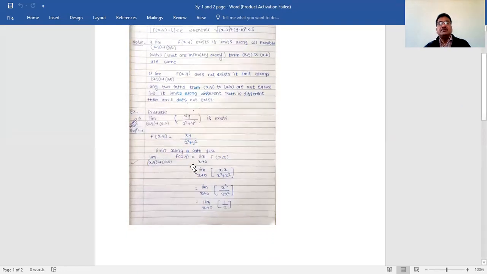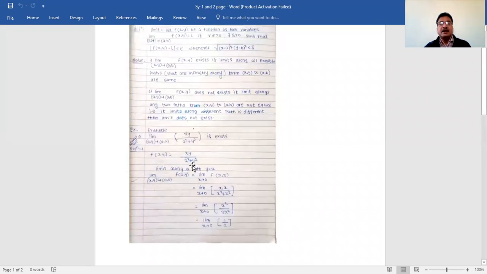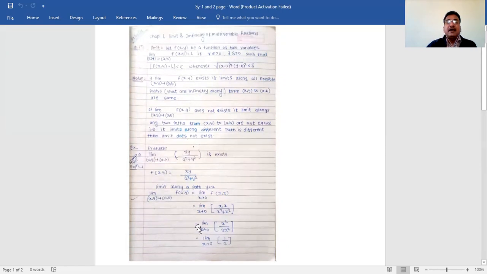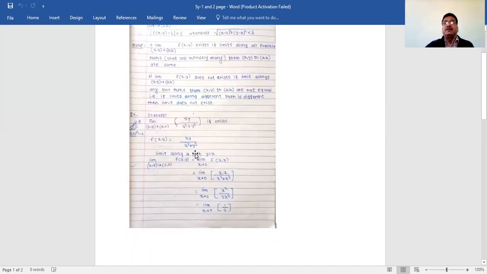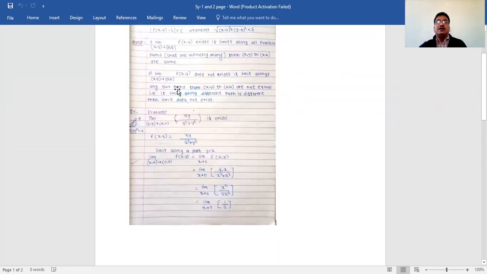So we will solve two types of examples. First we will see examples in which the limit does not exist, and in the second part we will see examples in which the limit exists. To show the limit exists, we use the definition, and to show the limit does not exist, we use note number 2. So first we will see the example on note number 2, that is, the example in which the limit does not exist.